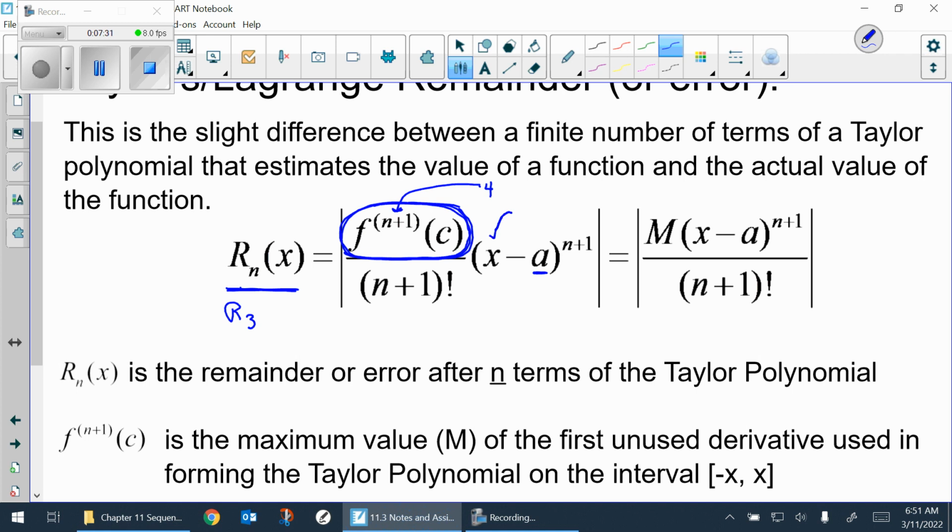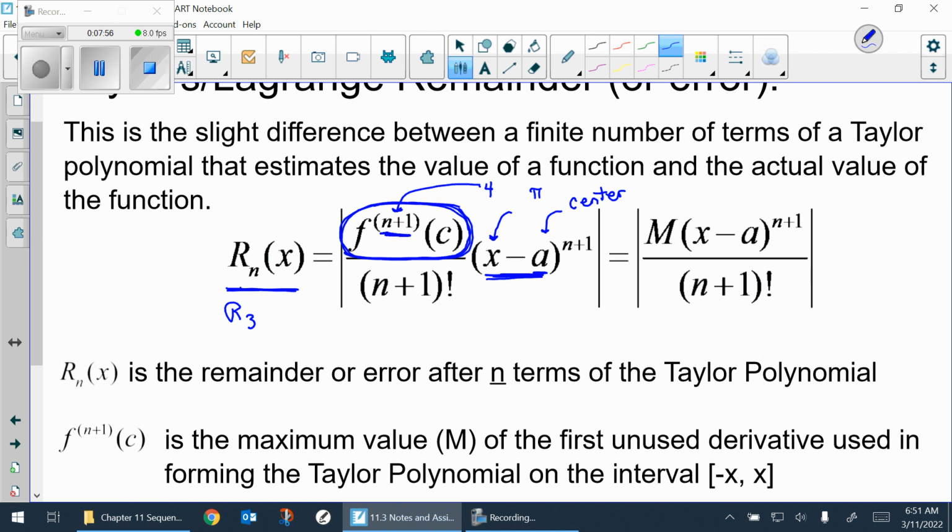X is one of the endpoints of the interval. In the last one, we used pi. That's going to give us a maximum value for x minus a. Remember, a means the center of the interval, and x is one of the endpoints of the interval.